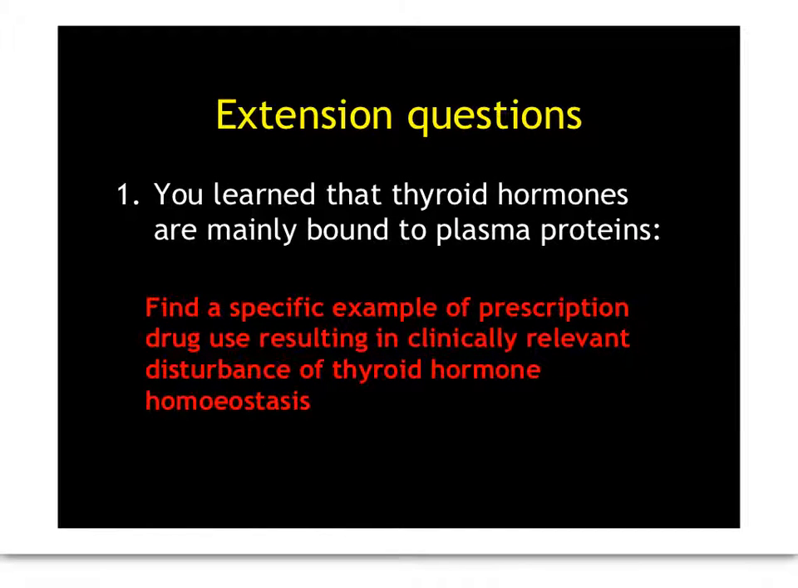Here we go. First one. You learned that thyroid hormones are mainly bound to plasma proteins. I want you to find a specific example of a prescription drug in current use that causes clinically relevant disturbances in thyroid hormone homeostasis.